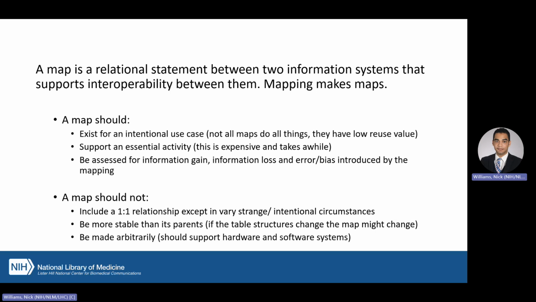A map should not be more stable than its parents. If the table structures of the information systems that are being mapped change a lot, the map should change as well. A map really should not be made arbitrarily. The map should really support hardware and software systems with known constraints and opportunities.